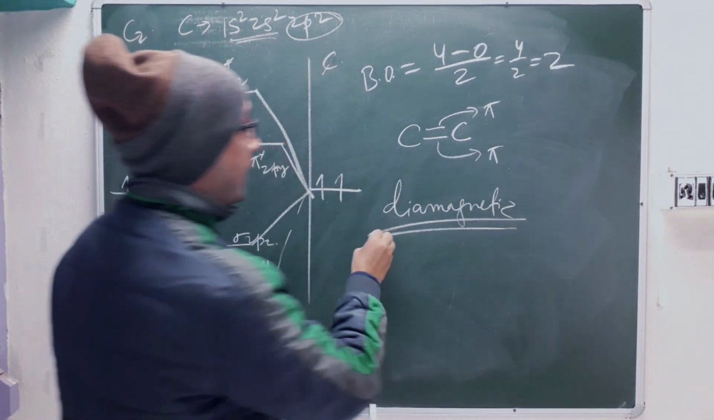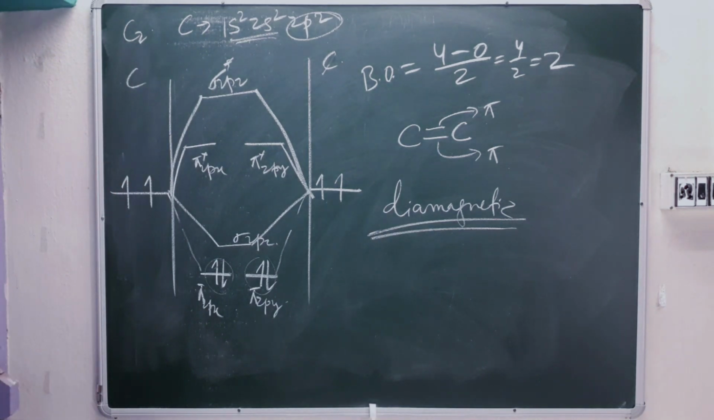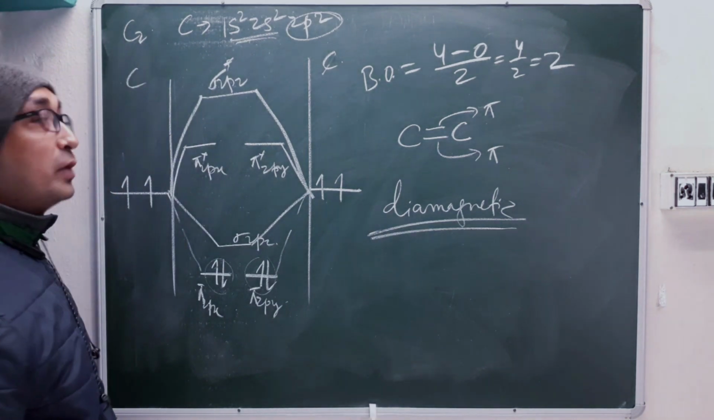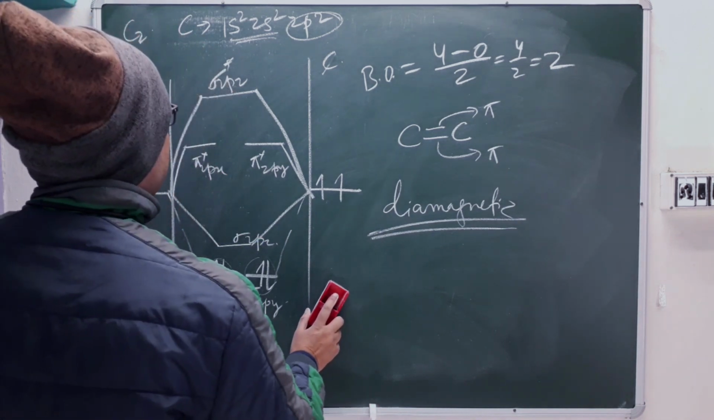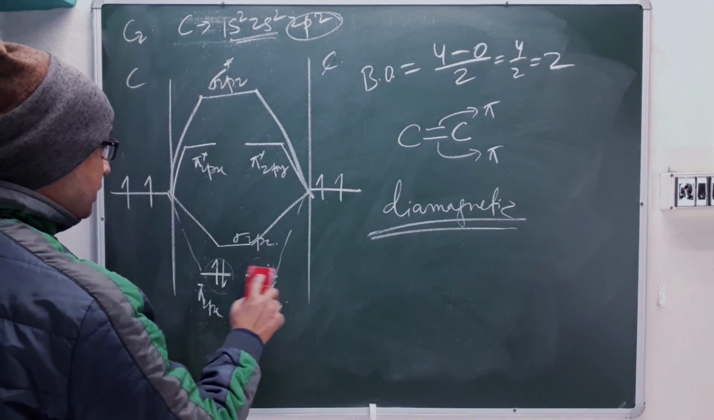Correct? It's diamagnetic. The magnetic property of C2 is diamagnetic. So next will be our nitrogen. Correct? Let's see for nitrogen. I'll not rub this one, I'll just rub this electron. Okay.